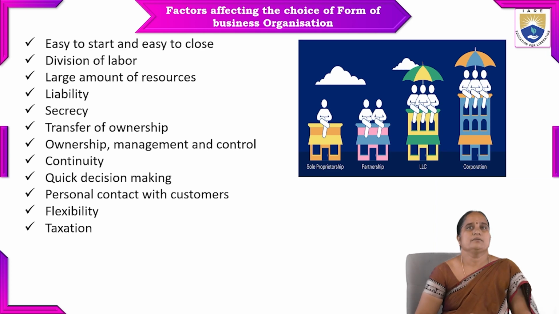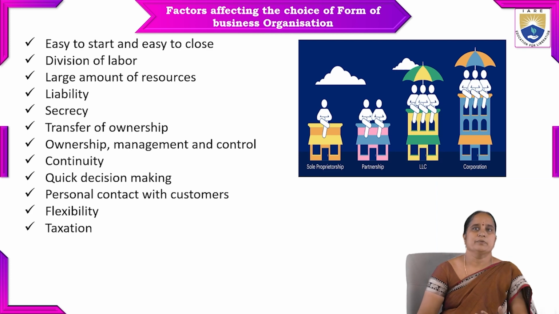Then coming to the factors that affect the choice of form of business organization. The first one is easy to start and easy to close. Whenever you want, you can establish your business, and if you want to wind up your business, you can. That is possible in case of sole proprietorship because the owner and the management are one and the same. It depends on the individual owner's perception: if he wants to continue the business he can, otherwise he can wind it up.